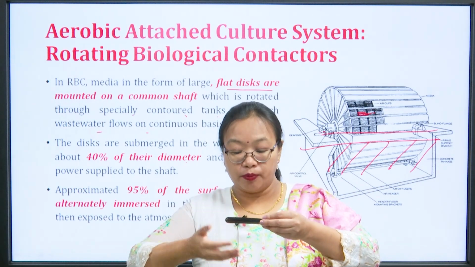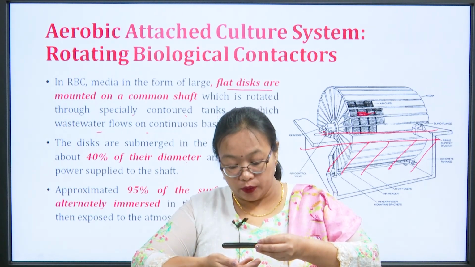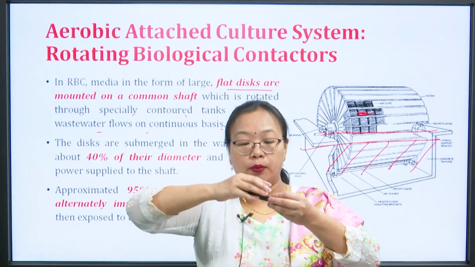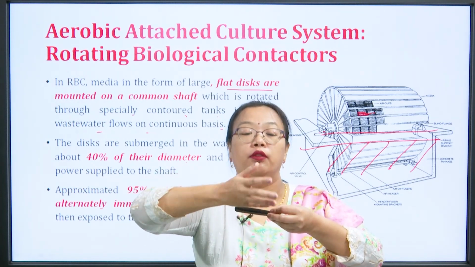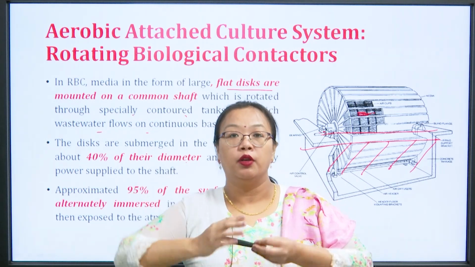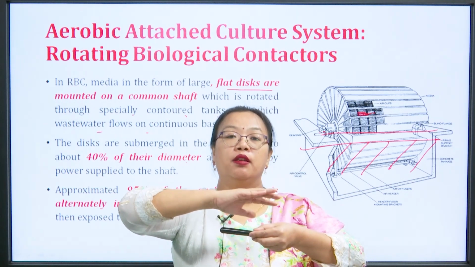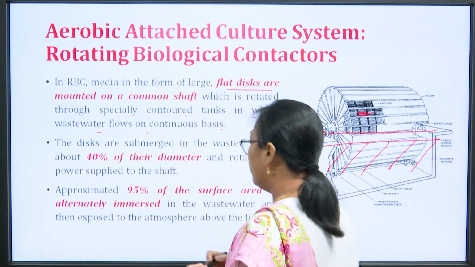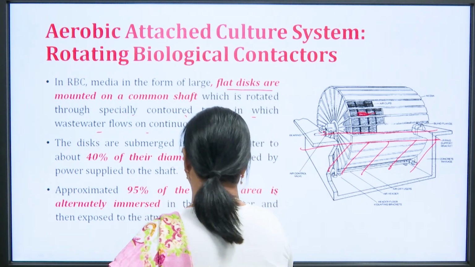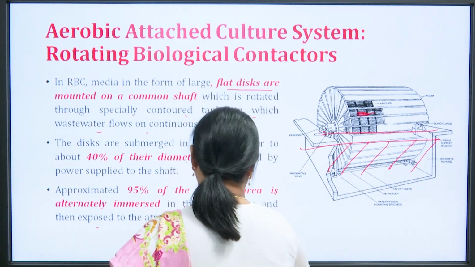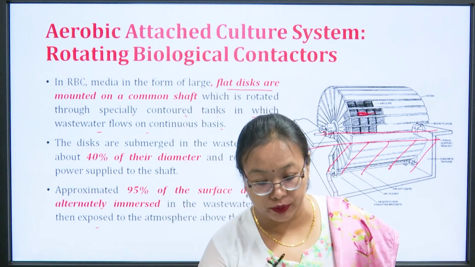Once it is under the wastewater, and then when it moves, it comes into the atmosphere. So, what will happen? It will take up oxygen from the atmosphere and it will turn again. Once it takes up the wastewater, aerobic space, and then again goes inside, right. Approximately 95% of the surface area is alternately immersed in wastewater and then exposed to the atmosphere above the liquid. So, you get oxygen from the atmosphere, right.